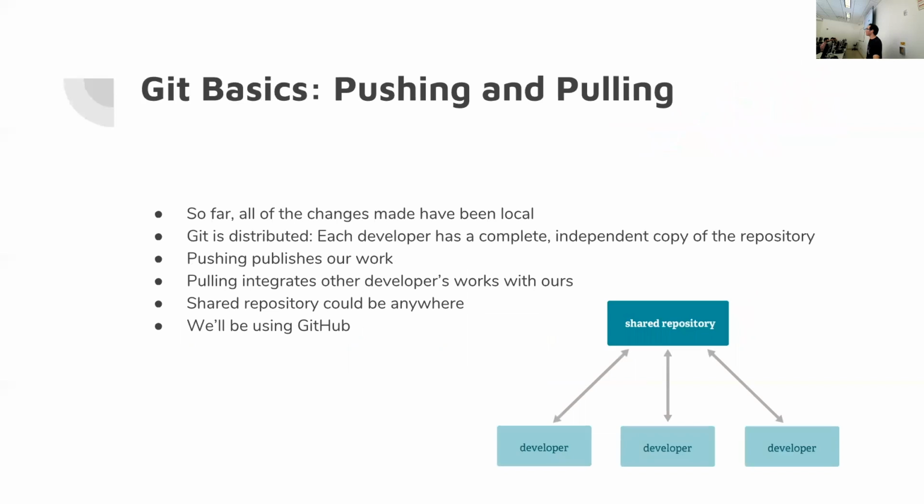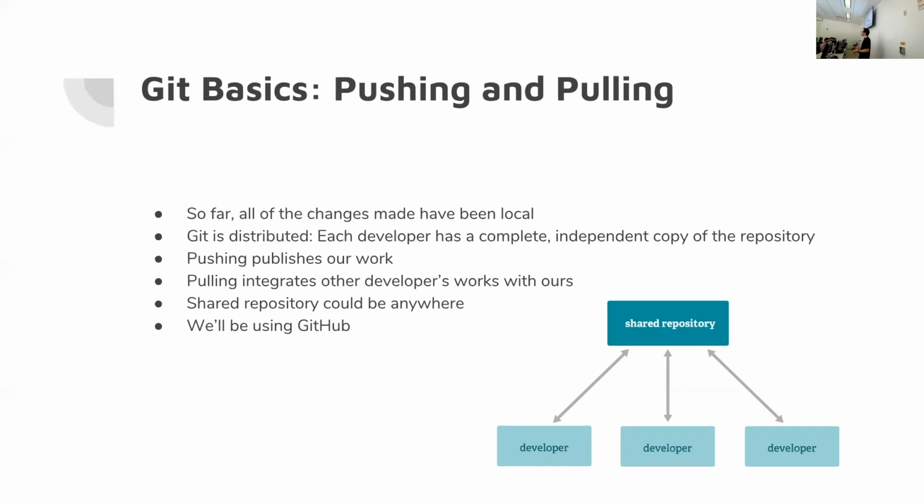So far everything we've actually done has been local, so just on our own computer. So no one else can actually see those changes that we've made. That's because Git is what we call distributed. So you have your own complete copy of the code base, your own repository. Everything you make on that is just local to your own repository. So that means that you don't even have to be online to do anything with Git. You can be on an airplane and be writing code and making commits and everything.